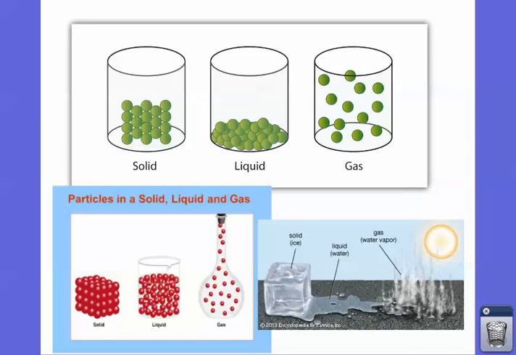So the changes in state from one form to another really come down to energy. It's all about energy.